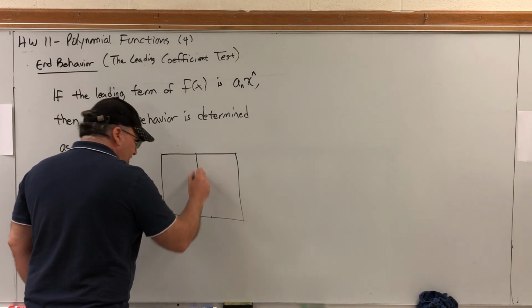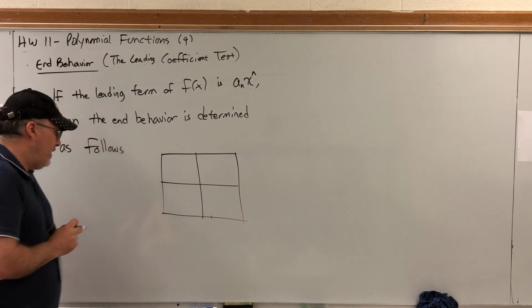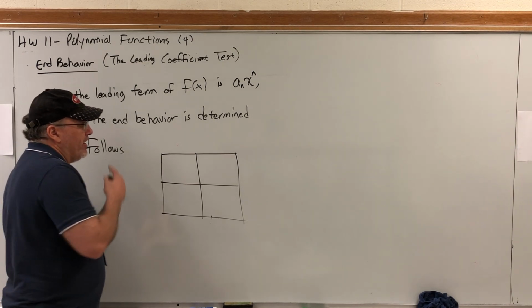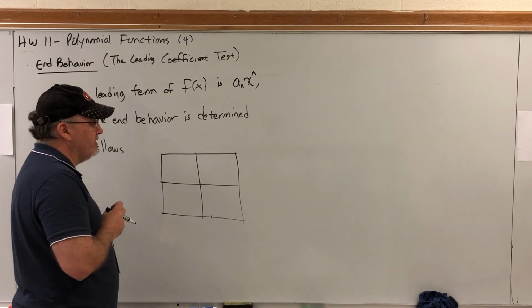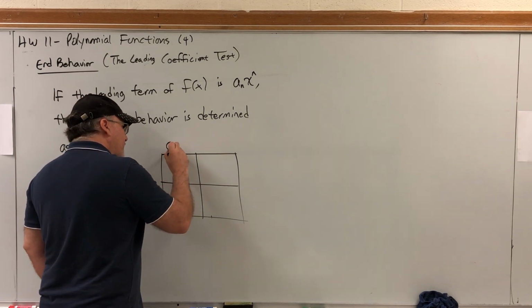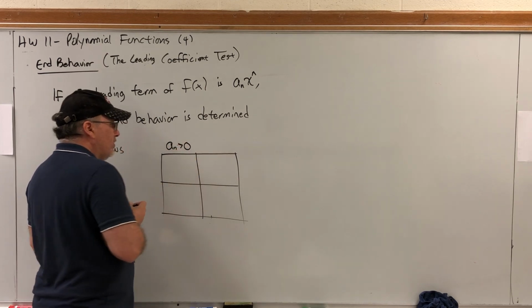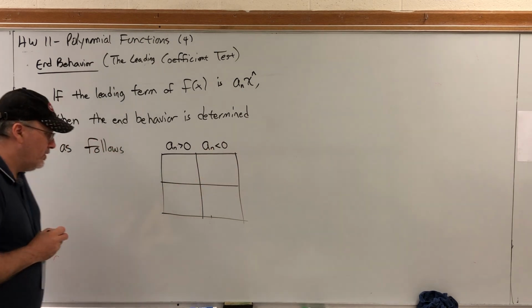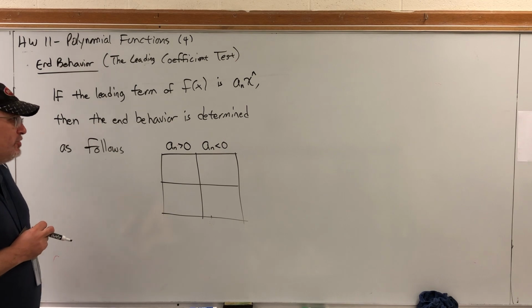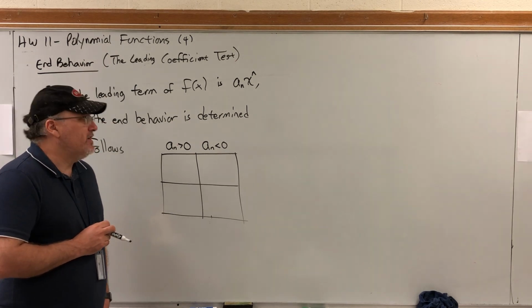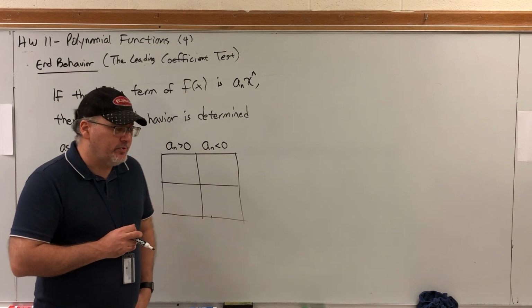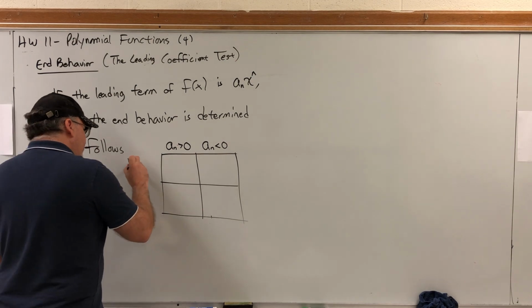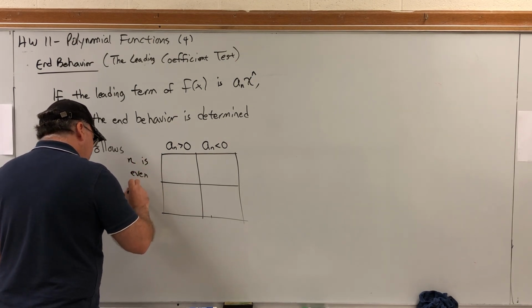I'm going to make a 2x2 table, and on the top of the table we're going to categorize the leading coefficient as to whether it is positive or negative. So the leading coefficient is either positive, meaning greater than 0, or the leading coefficient is negative, meaning less than 0. The rows are going to be disaggregated by the degree, not whether it's positive or negative. Remember, the degree is always a whole number, so it can't be negative, but whether the degree is odd or even. So n is even, and n is odd.